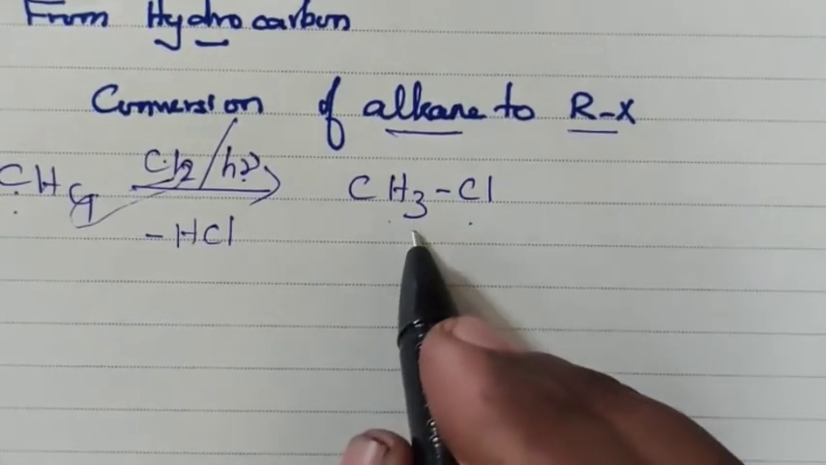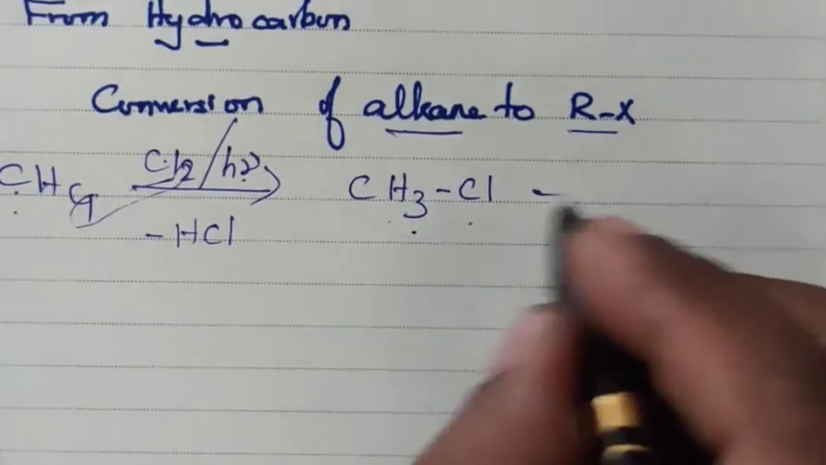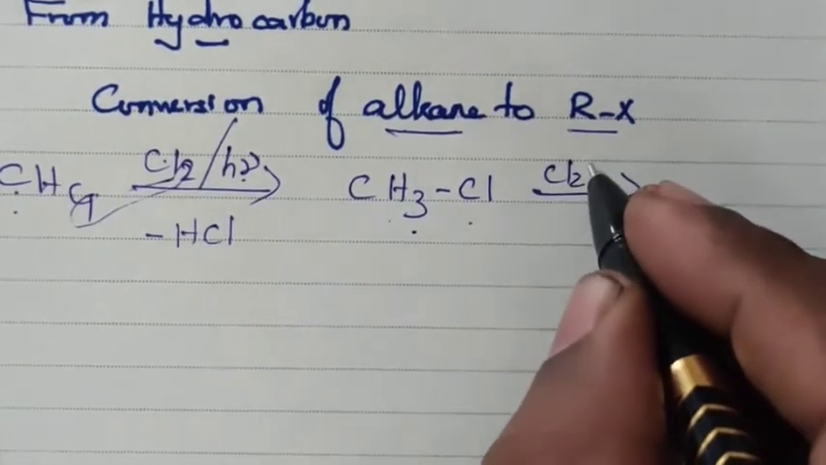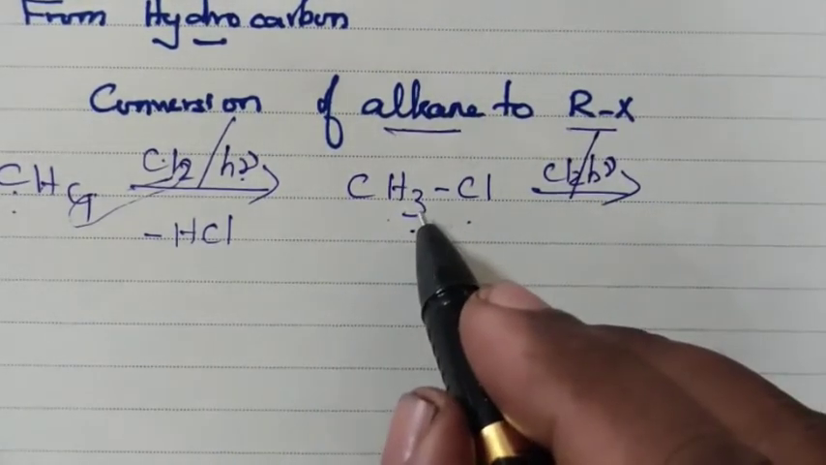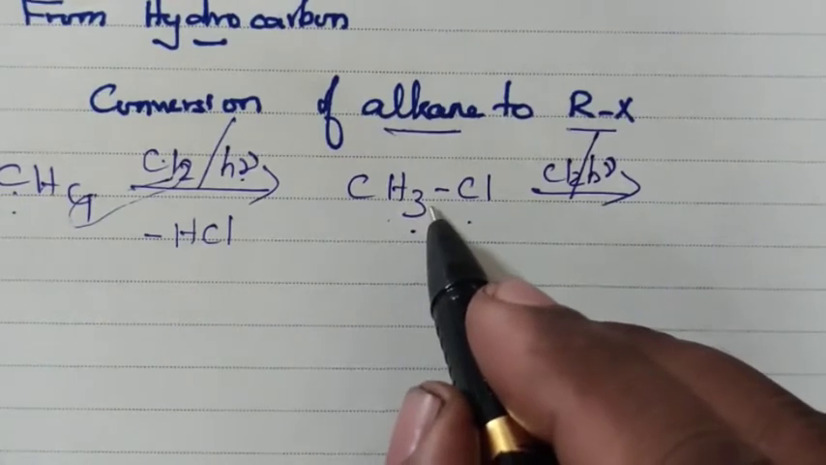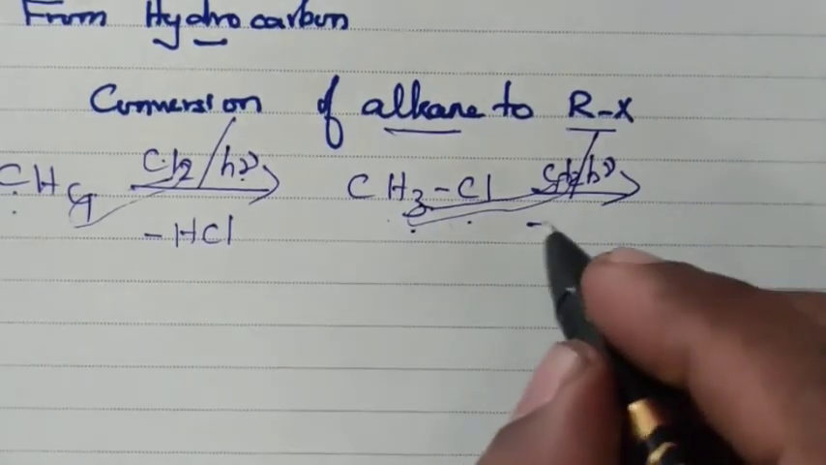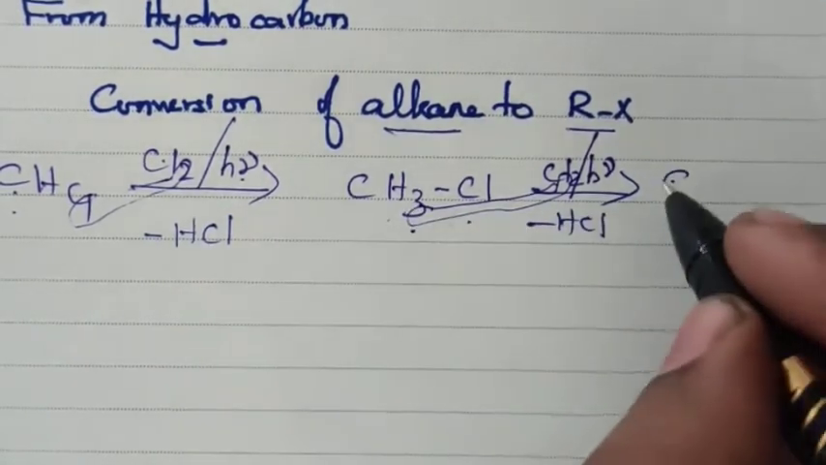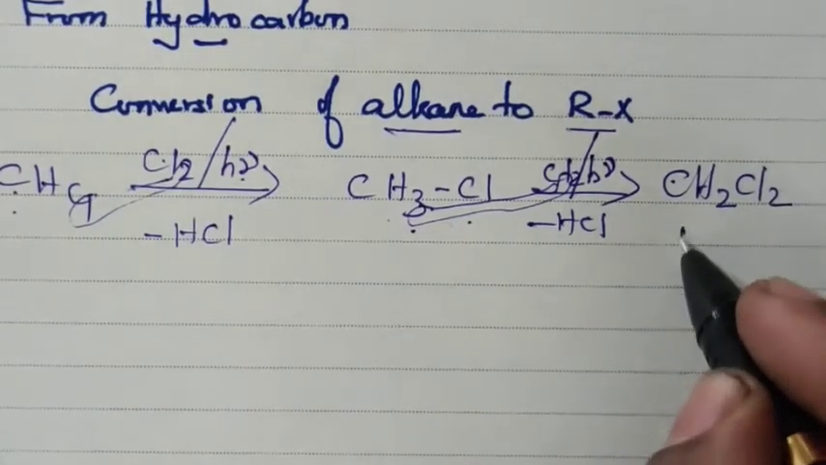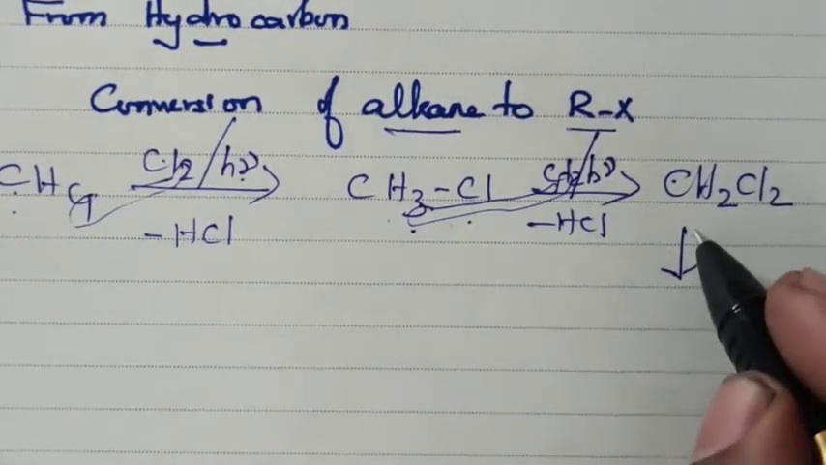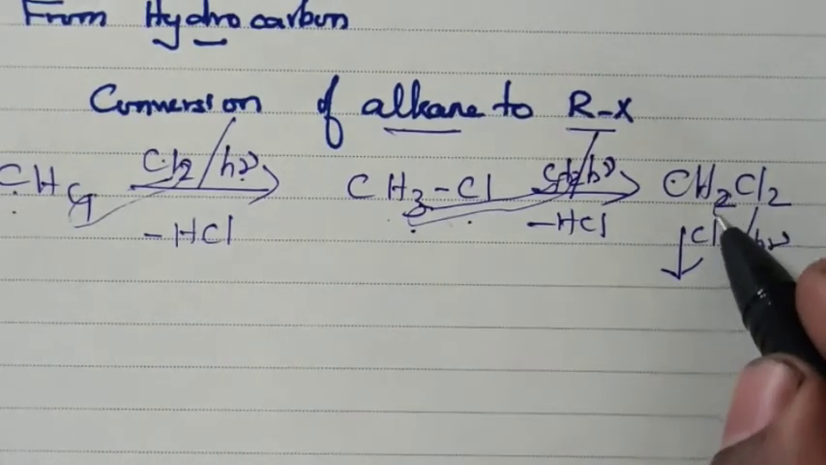This alkyl chloride, or the methyl chloride formed during the reaction, again reacts with the next molecule of chlorine in the presence of light. Same type of reaction takes place. That means from here one hydrogen takes one of the Cl and goes. So we are minus HCl. So what about the remaining thing? We are getting CH2Cl2.